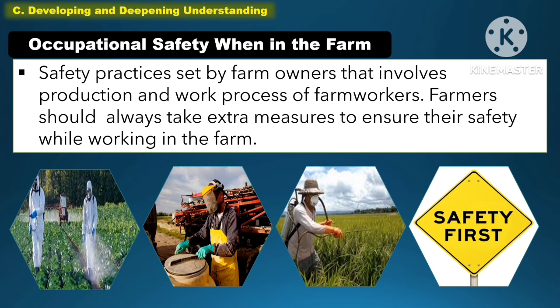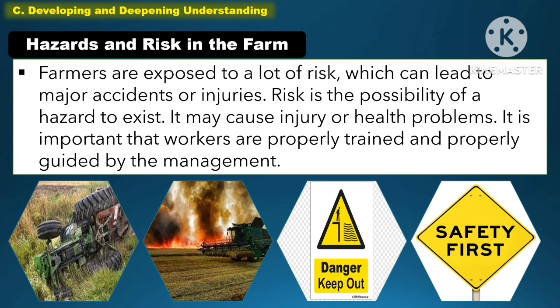Occupational safety when in the farm is the safety practices set by the farm owners that involves production and work process of farm workers. Farmers should always take extra measure to ensure their safety while working in the farm. Hazards and risk in the farm. Farmers are exposed to a lot of risk which can lead to major accidents or injuries.